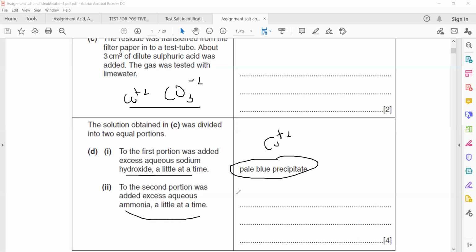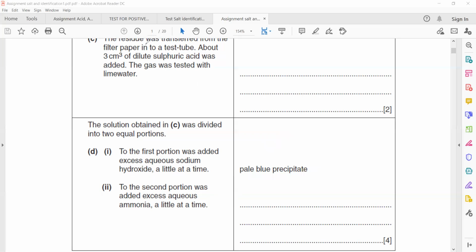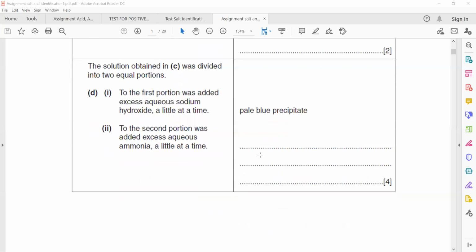To the second portion, we add excess of aqueous ammonia. Whenever a copper ion is there and you add an excess of aqueous ammonia, you will mention a blue precipitate, which will dissolve in excess of aqueous ammonia. This is the last point we discussed.